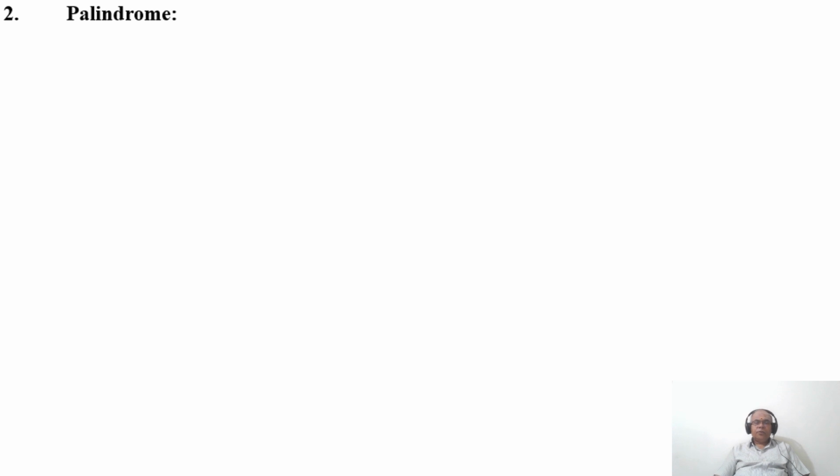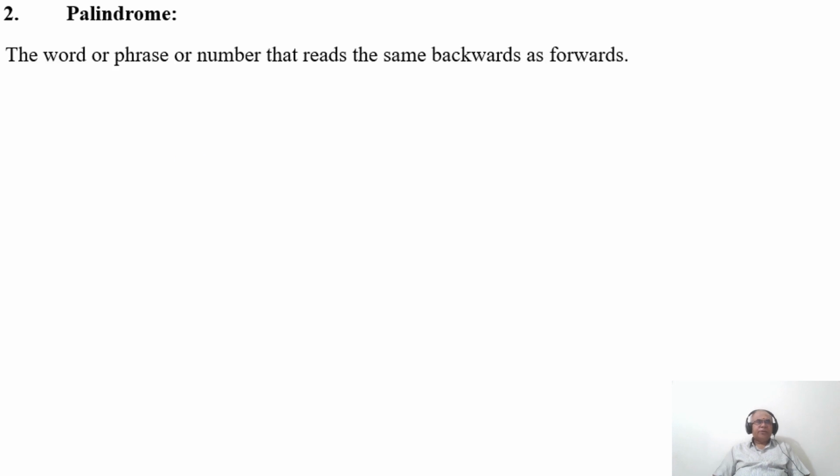Now, in this video, we are going to take up one more program on palindrome. So, what is a palindrome? It is a word or phrase or number that reads the same backwards as forwards. Suppose I say 11: when you read it from left to right it is 11, and when you read it from right to left it is also 11.